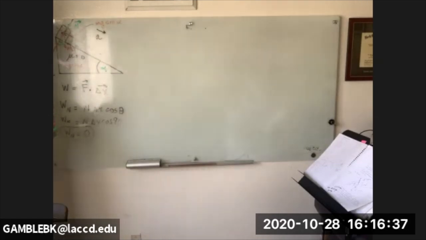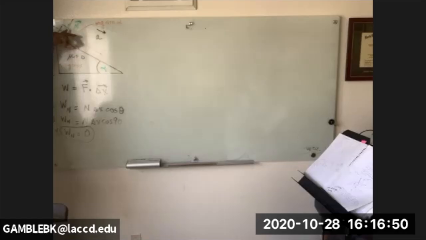By the way, just as a quickie, Didier, how much work does mg cosine alpha do as the object moves down the plane, and why? Sorry, Professor, can you repeat that? How much work does mg cosine alpha do on the mass as the mass slides down the plane, and why?